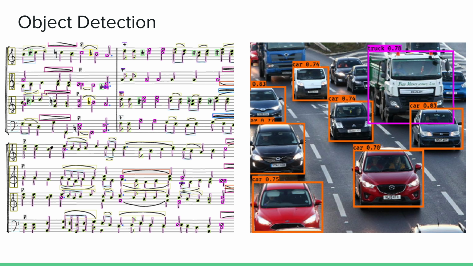Another application could be object detection, where you try to find objects in an image. One example here on the left is one of the results from my PhD, which was an object detector applied to sheet music, where you can see all of the note heads and stems have colorful boxes around them.